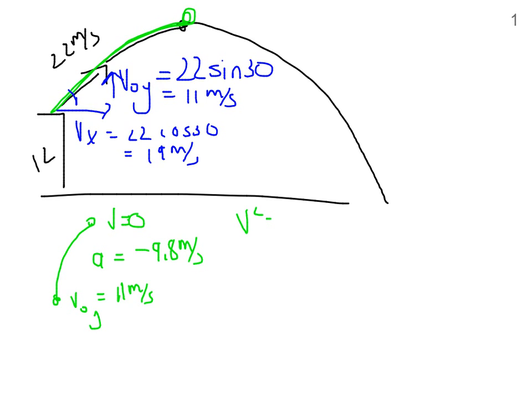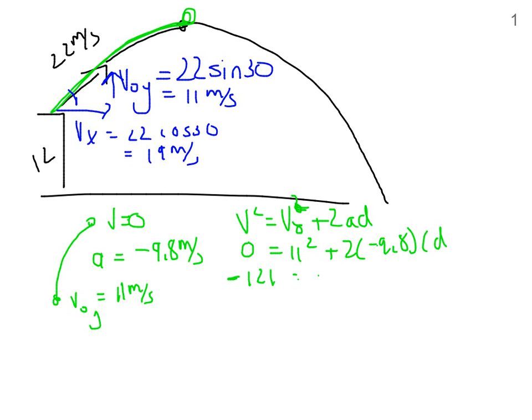V squared equals V naught squared plus 2ad. 0 equals 11 squared plus 2 times negative 9.8 times d. 11 squared is 121. So I'm going to subtract it to the other side. So I have negative 121 equals negative 19.6 d. Divide by 19.6 and I get this distance is 6.17 meters.